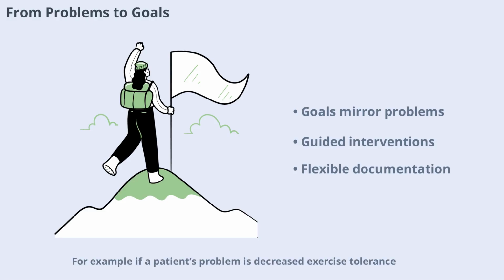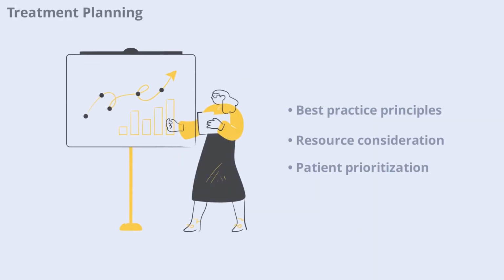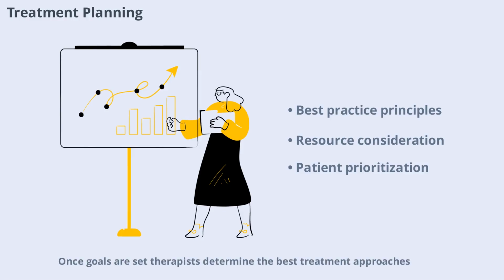For example, if a patient's problem is decreased exercise tolerance, the goal would be to improve exercise capacity. Therapists may choose to chart either the problem list or the treatment goals, depending on their practice style, but both serve to guide targeted interventions. Once goals are set, therapists determine the best treatment approaches and expected outcomes for each goal.